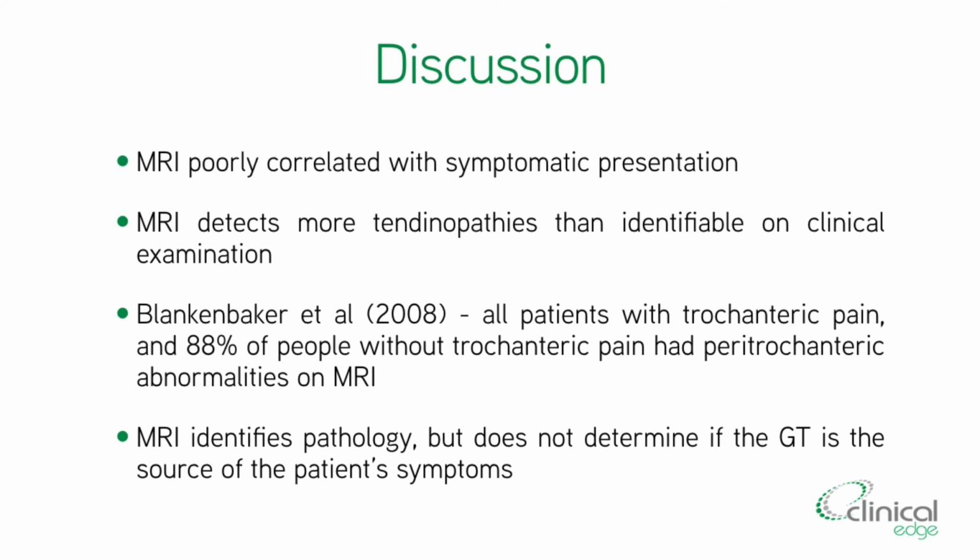It's always important to remember with MRI that we can't correlate it with a symptomatic presentation. You're going to detect more tendinopathies on MRI than you're going to detect with your clinical examination. In Blankenbaker et al. in 2008, they found that all of the patients with trochanteric pain and 88% of people without trochanteric pain had these peritrochanteric abnormalities on MRI. So that's a really good statistic to remember, that just because you found it on MRI, you've identified pathology, it doesn't mean that's the source of your patient's symptoms.